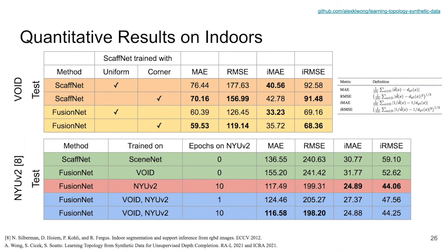First, we compare our method, marked in green, that has not been trained on NYU V2 against the paragon performance, or one that has been trained on NYU, marked in red. Even though our method has not been trained on NYU, it still performs reasonably. One thing to note is that ScaffNet trained on SceneNet actually performs better than FusionNet trained on VOID, and this is because of the photometric domain gap between VOID and NYU V2. But it also goes to show, again, that ScaffNet can bypass the photometric domain gap.